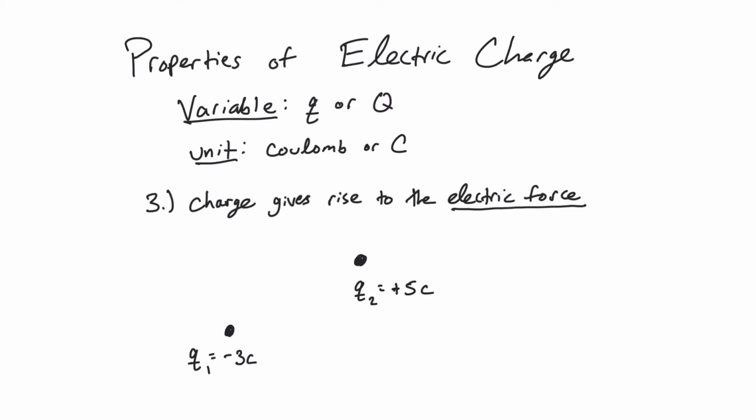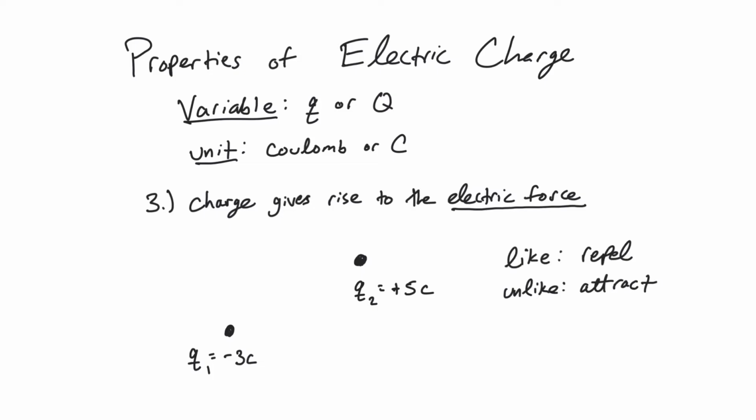Number 3, I would say, is that charge gives rise to what's called the electric force. And so we have a negative charge here, Q1, and a positive charge, Q2. I'd like you to pause the video and try to draw arrows that would represent the electric force that each one of these charges experiences. So which way will Q1 be pushed or pulled? And same thing with Q2. And at the same time, try to size the arrows correctly. For example, does Q1 feel a larger, smaller, or same size of force as Q2? Pause the video and try both of those questions.